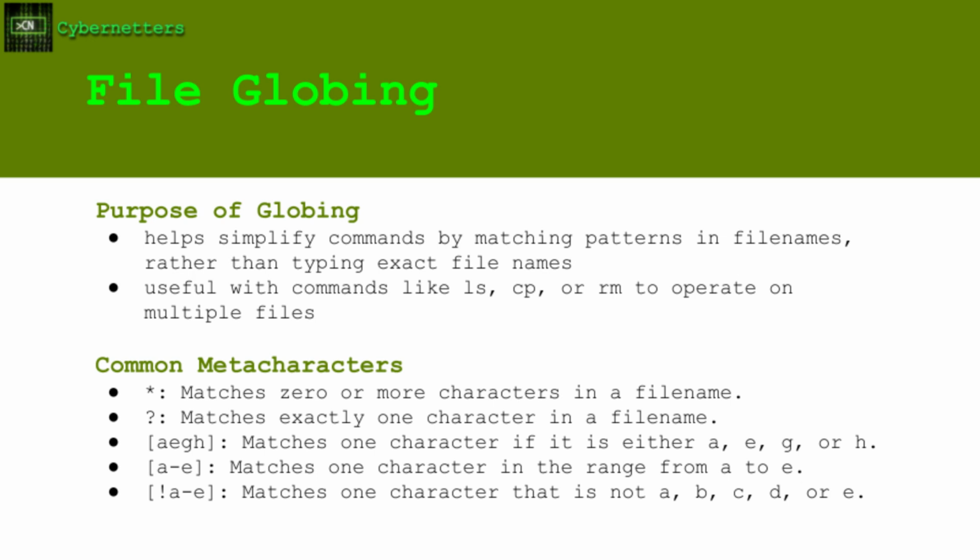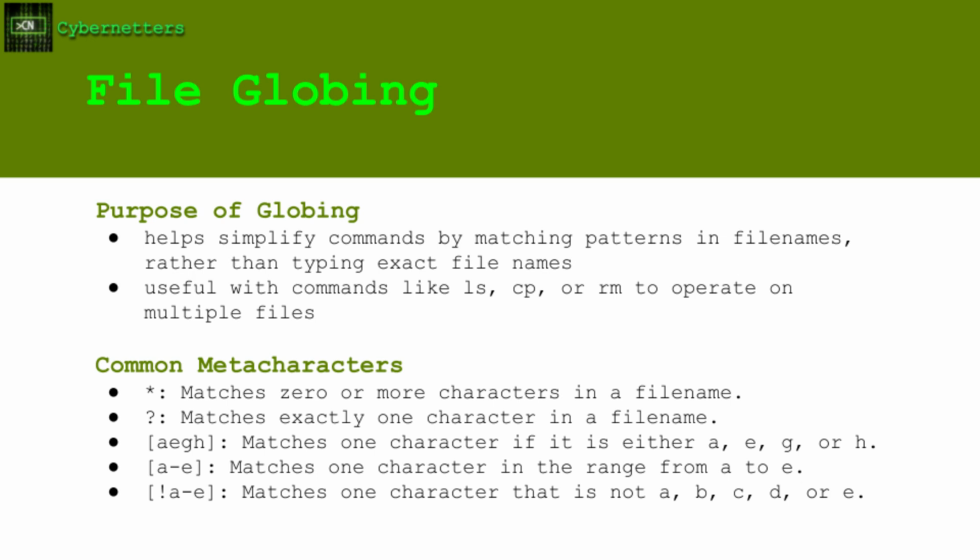When working with files, you don't always have to type out every single file name. That's where globbing comes in. It lets you match multiple files using pattern characters, which saves time and effort. So here's how it works. The star matches zero or more characters in a file name, so *.txt grabs all text files. The question mark matches exactly one character in a file name, so file?.txt would match file1.txt but not file10.txt.